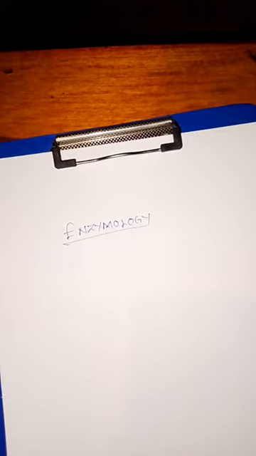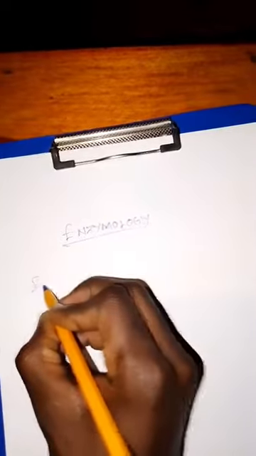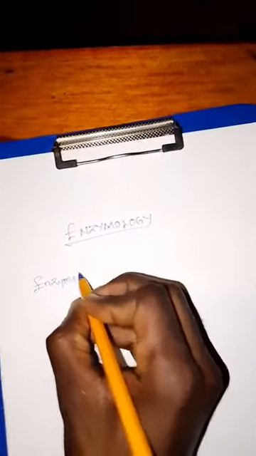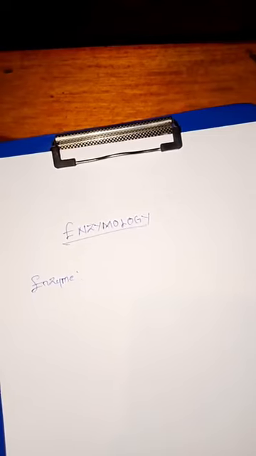So let's start by defining what an enzyme is. An enzyme is a familiar term now that we all know. An enzyme is a biological catalyst that speeds up the rate of a chemical reaction. It is a biological molecule, typically a protein, that speeds up the rate of a chemical reaction and also lowers the activation energy of that particular reaction that it is carrying out.